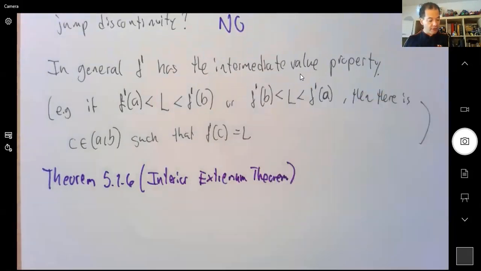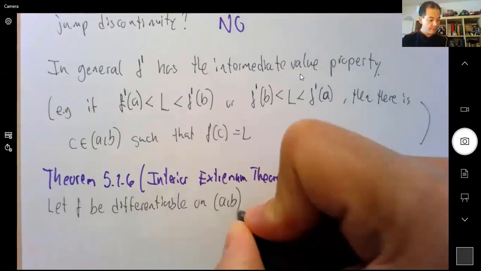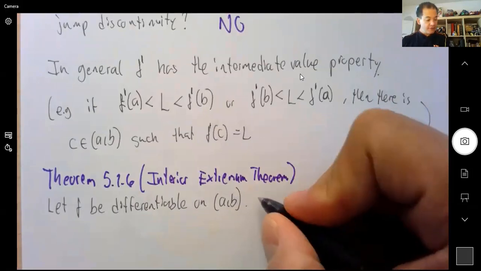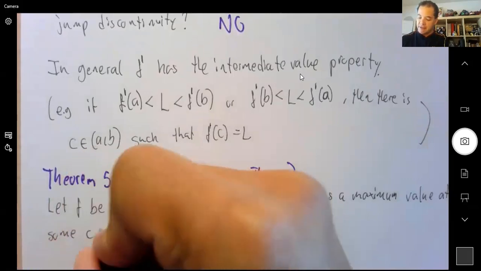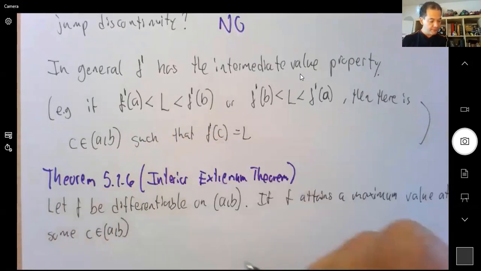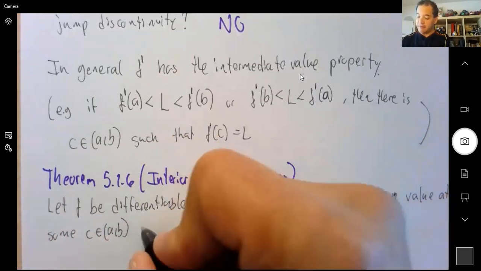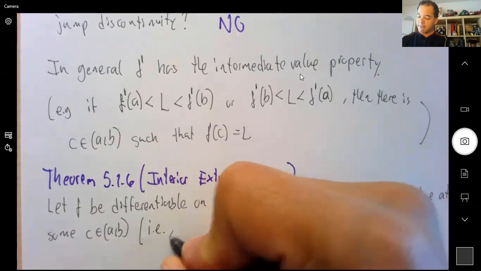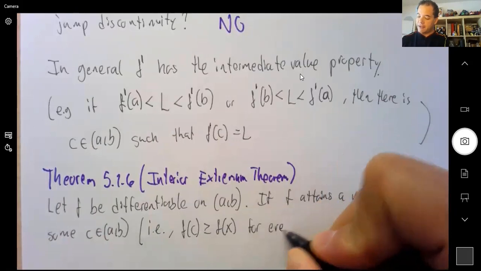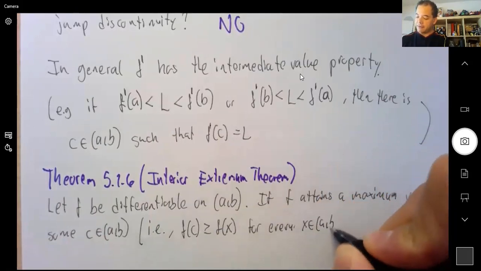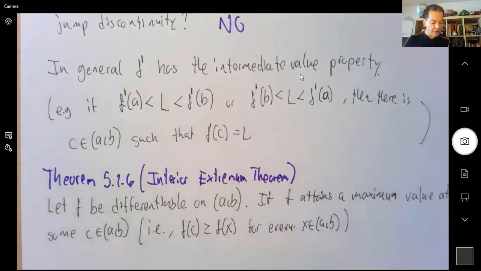And it says the following. If you have a differentiable function on an open interval, and it attains a maximum value at some C in (a, b). What does this mean? It means that this value f(C) beats everyone. It's greater than or equal to f(x) for every x in the interval (a, b). So f(C) is the biggest of all, the largest of all the values.